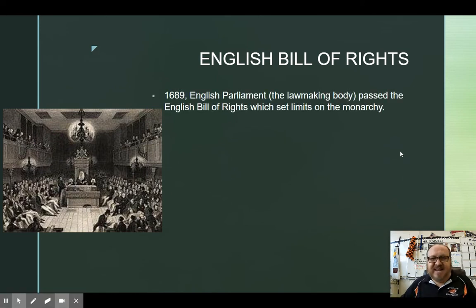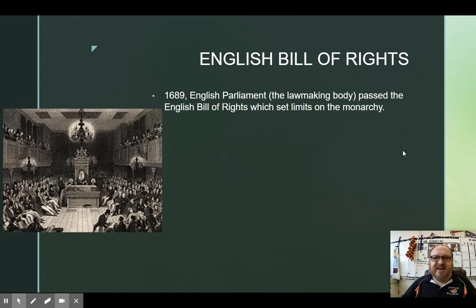Okay, then in 1689, the English Parliament passed a series of laws known as the English Bill of Rights. It's not one document, it was a series of them, but put together we refer to them as the English Bill of Rights. Now, the year earlier, 1688, James II was king, and Parliament didn't really like him, and they kicked him out.